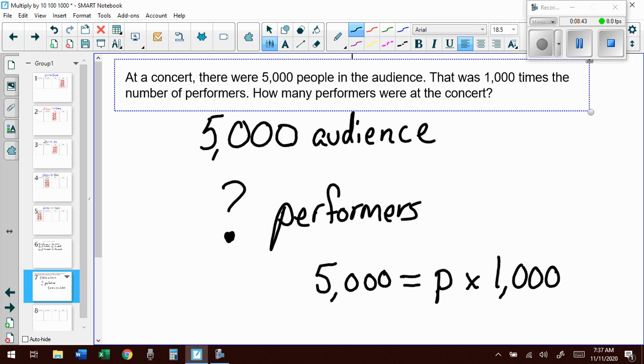There were 5,000 people in the audience, 5,000 people, and that was 1,000 times the number of performers. 1,000 times the performers equals 5,000.